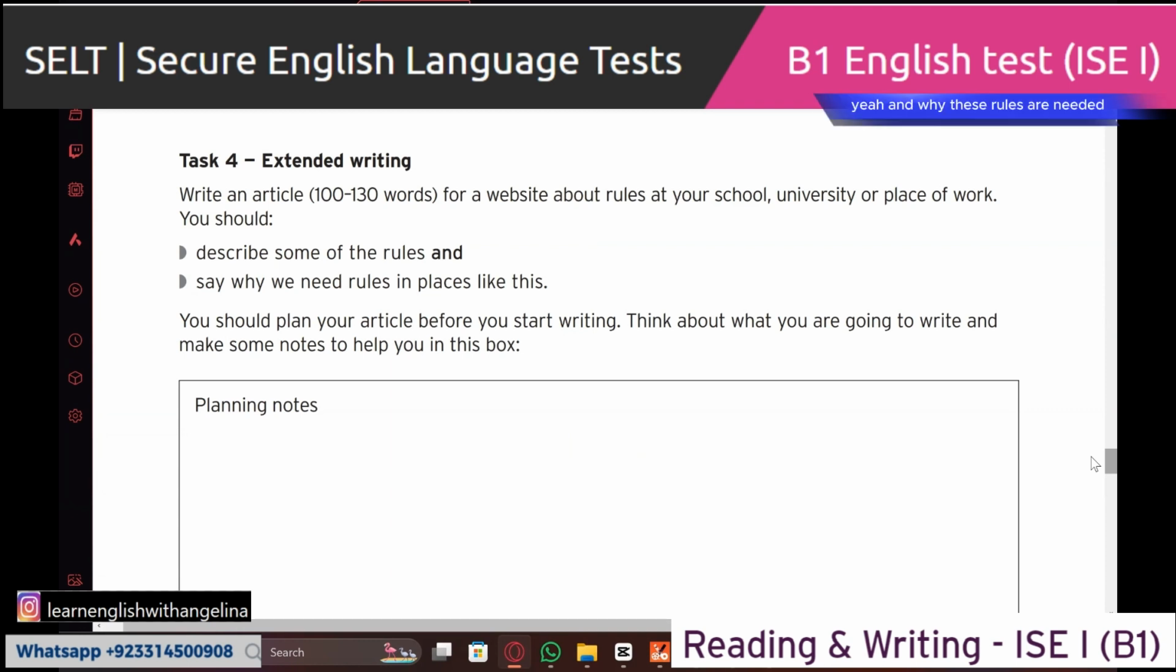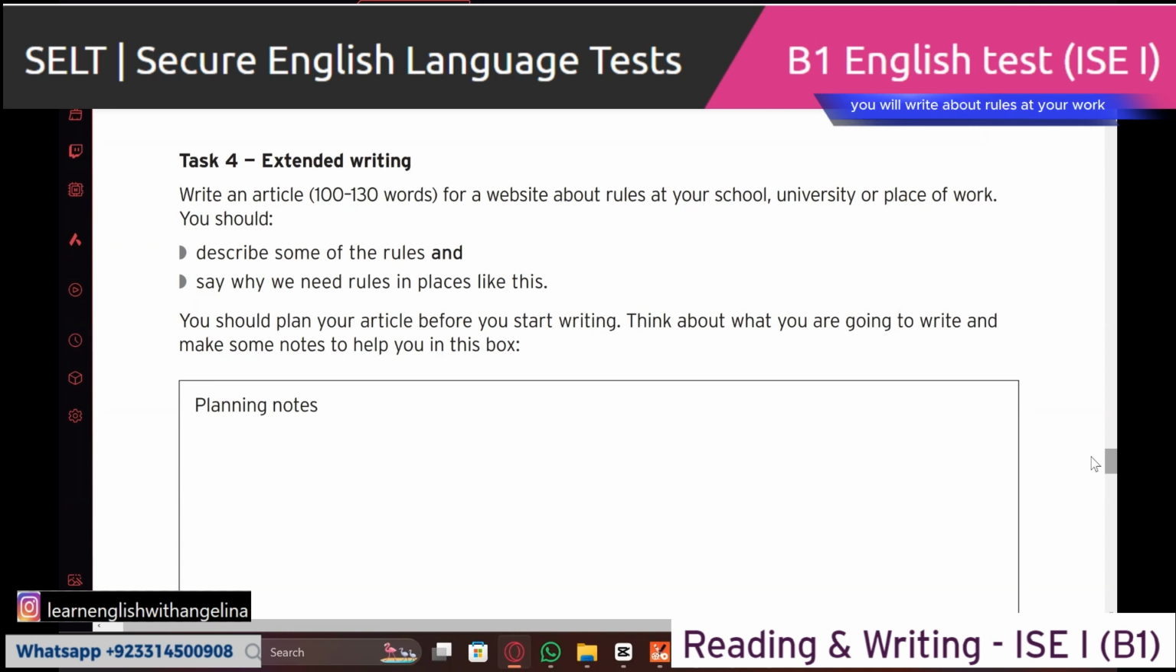And why are these rules needed? Definitely, these rules are needed for discipline in the country, success of the country, peace of the country, and also health and safety of people. Also keeping in mind understanding the culture, keeping the traditions and values, and teaching people moral values. Also controlling crime as well. These rules are needed.